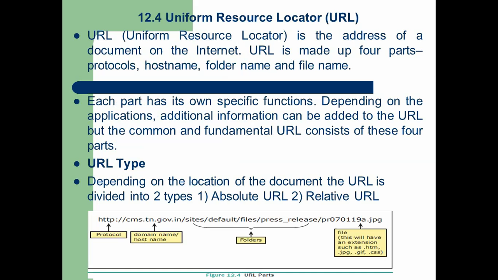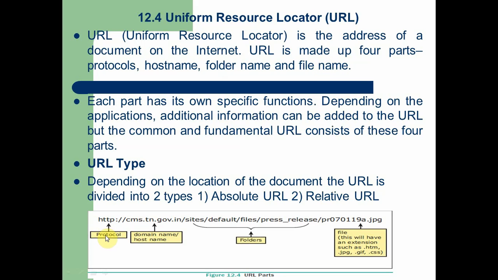Let's start our class. The first topic is URL. Uniform resource locator is the address of a document on the internet. IP is the address of the system, whereas URL is the address of the document used on the internet. URL is made up of four different parts. Number one, protocol. Number two, host name. Number three, folder name. Number four, file name. These are the important components of any URL.